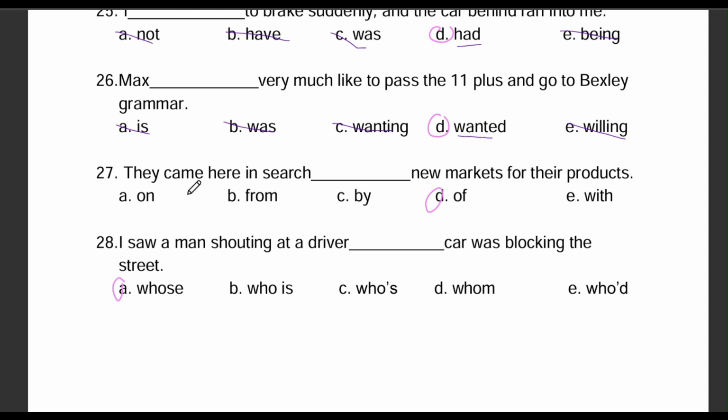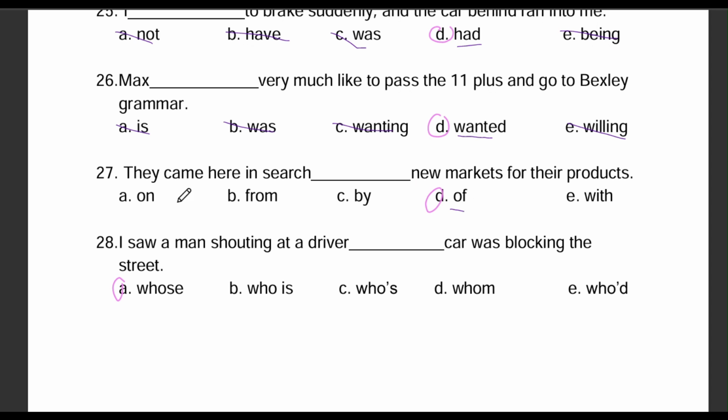Question 27. They came here and searched blank new markets for their products. A. On. B. From. C. By. D. Of. E. With. The correct answer is D.